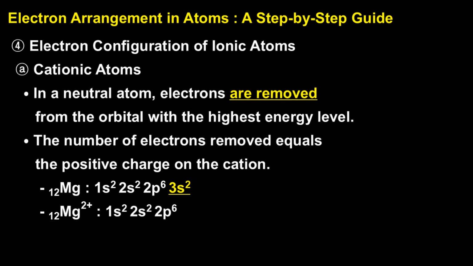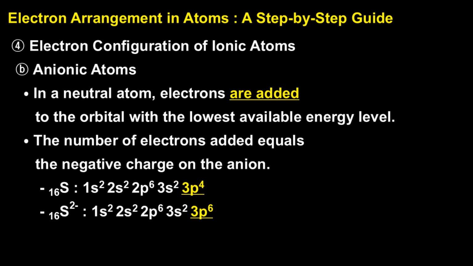So far, we've talked about electron configurations in neutral atoms. But what happens when atoms gain or lose electrons to form ions? Let's break it down into two cases, cations and anions. When a neutral atom loses electrons, it becomes a cation. In that case, electrons are removed from the highest energy orbital, specifically from the outermost shell, and the number of electrons removed matches the charge of the cation. For example, in the case of a magnesium ion, Mg2+, the 2 electrons in the 3s orbital are removed.